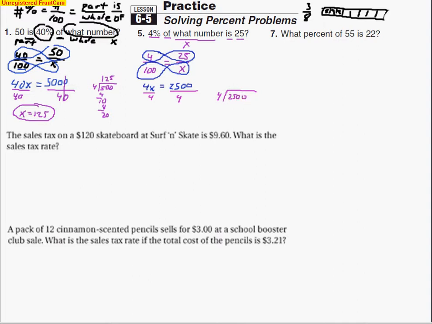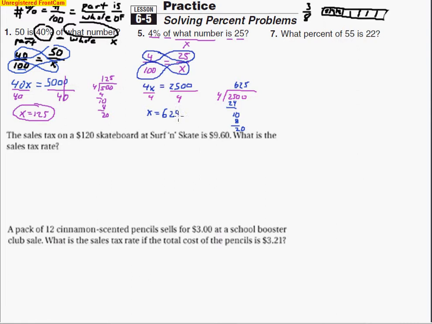And now we've got 4 into 25. Well, it goes in there 6 times, almost evenly. So you got 24 there. You do some subtraction. You got 4 into 10 goes 2 times. Makes 8. We do some subtraction again. We got 4 into 20 goes evenly 5 times. There it is. X is 625.